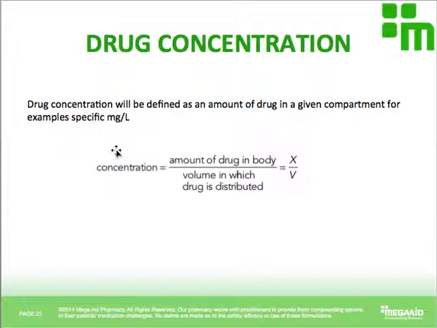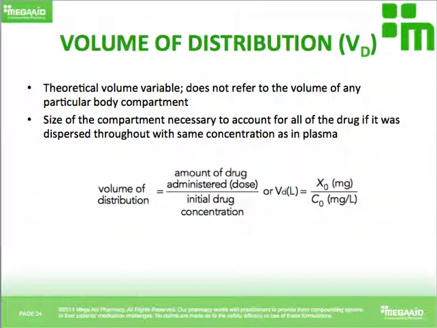Generally speaking, let's say we have a drug like digoxin that has a very large volume of distribution. Perhaps you might need a larger dose to achieve the therapeutic effect that's clinically significant. So let's talk about volume of distribution. I already mentioned that it's a theoretical variable.